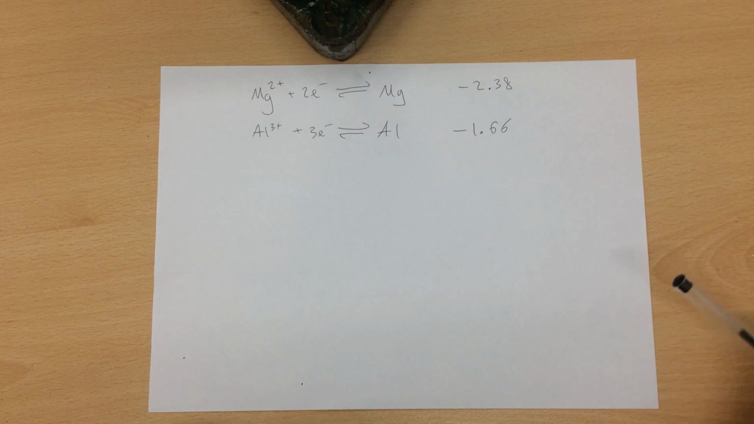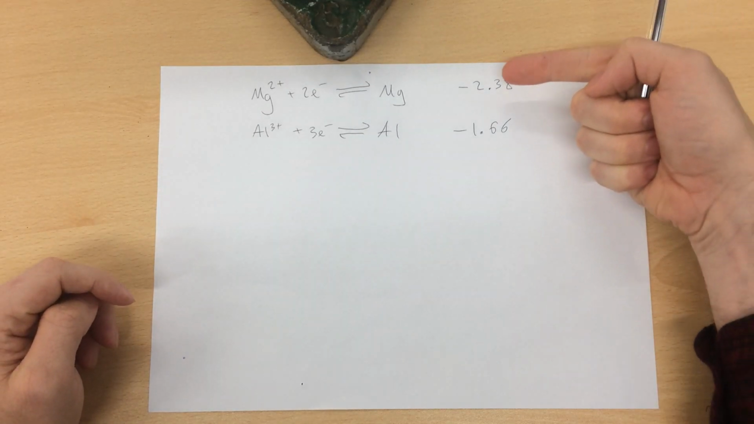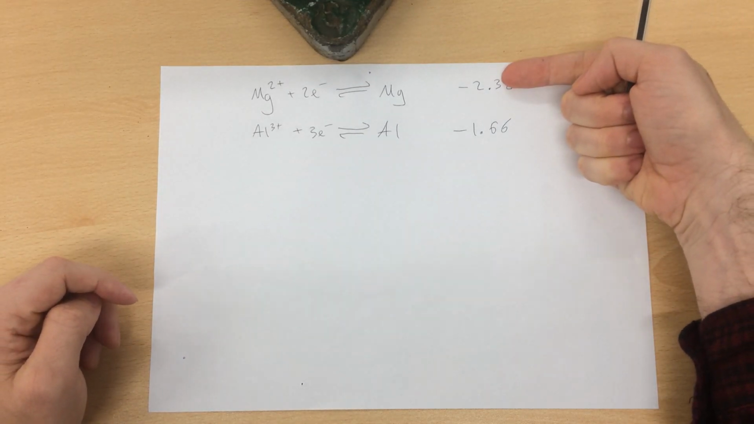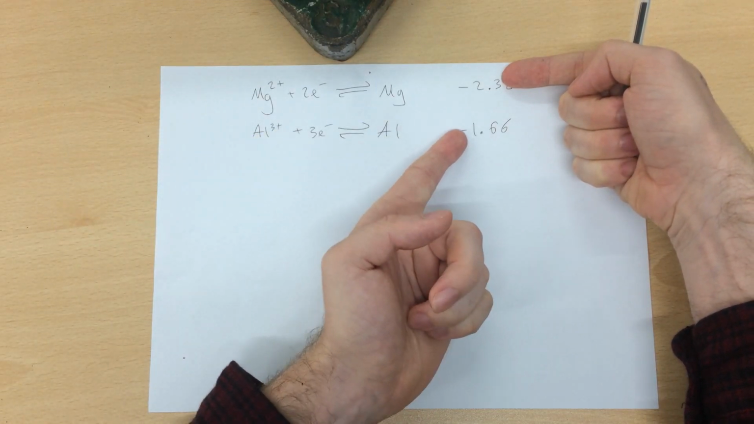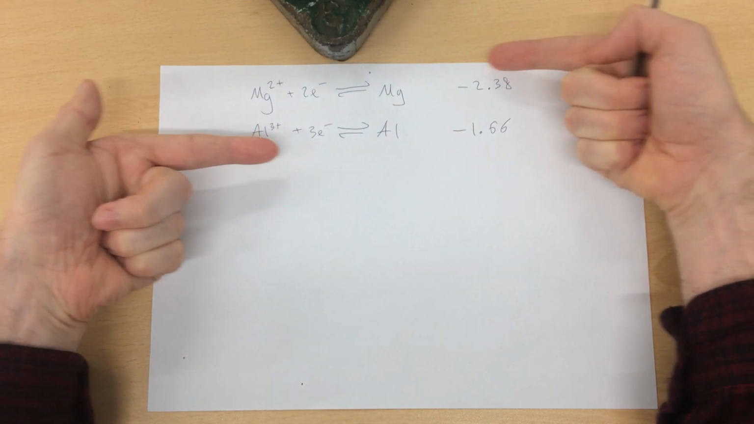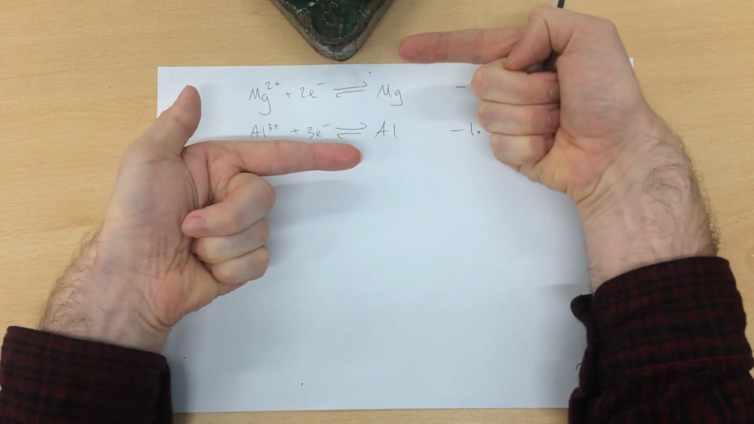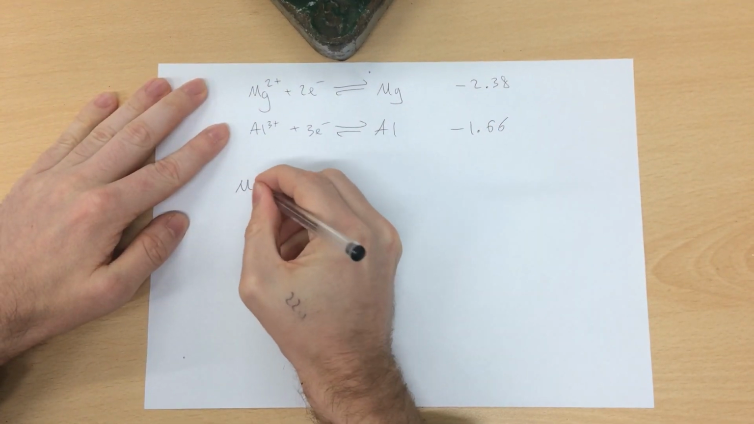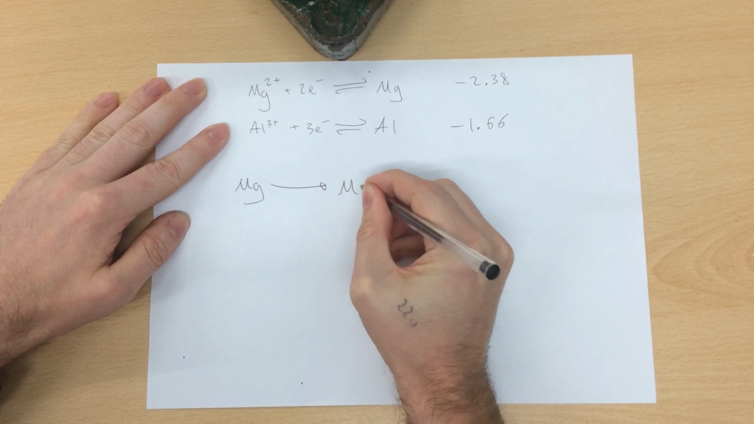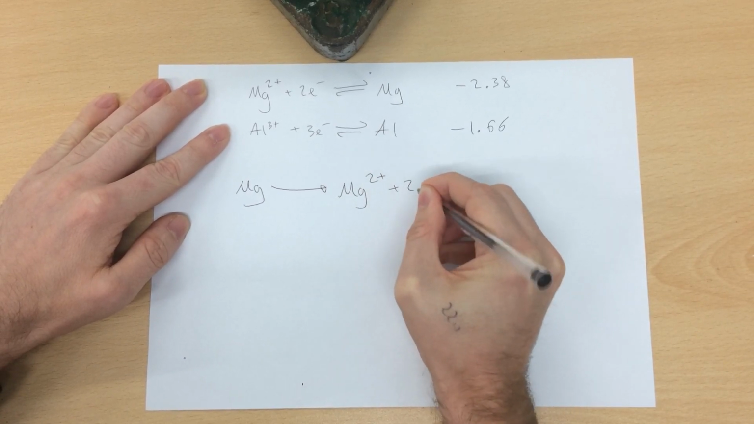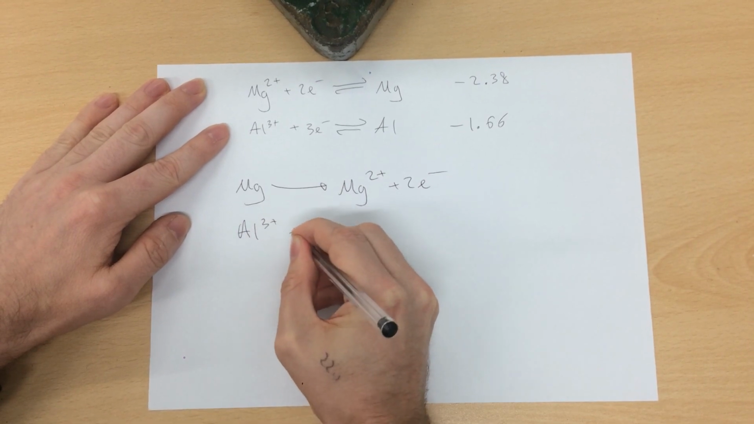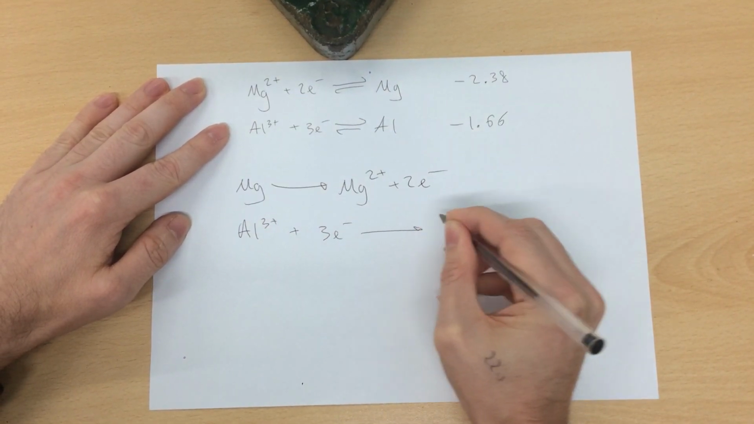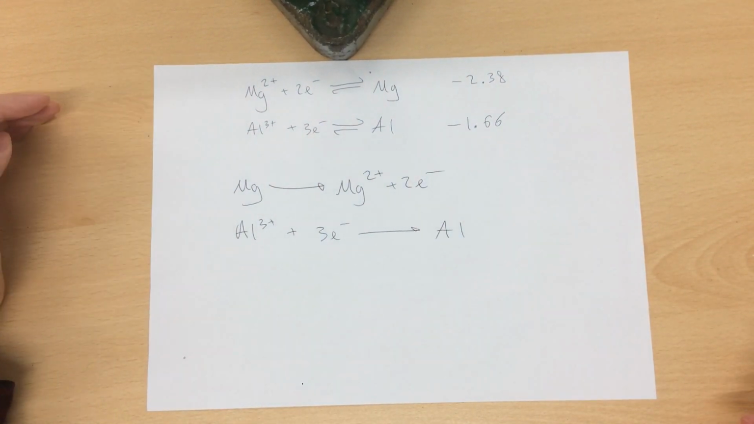Hello, welcome back. So what have we got? We have our more negative electrode potential is the top one, which isn't always the case, and our more positive electrode potential is the bottom one, so they're going to go like that. So let's write that out then. Mg goes to Mg2 plus 2 electrons, and then Al3 plus 3 electrons goes to Al.